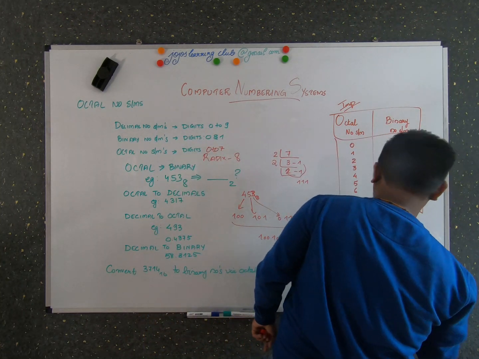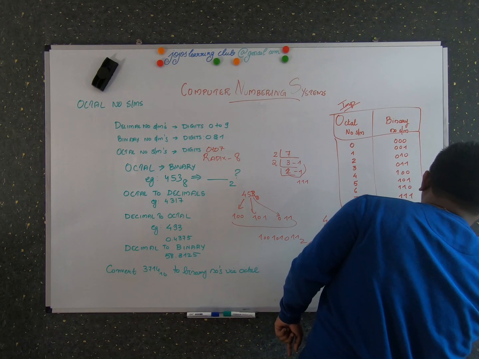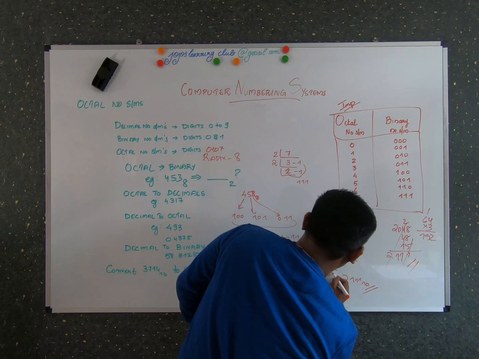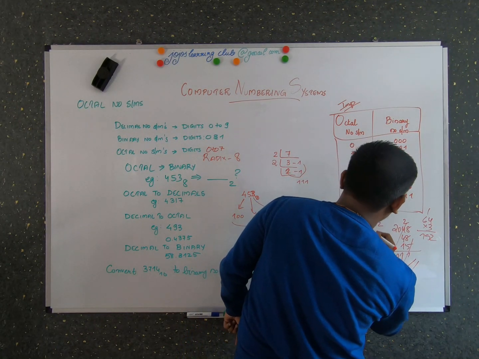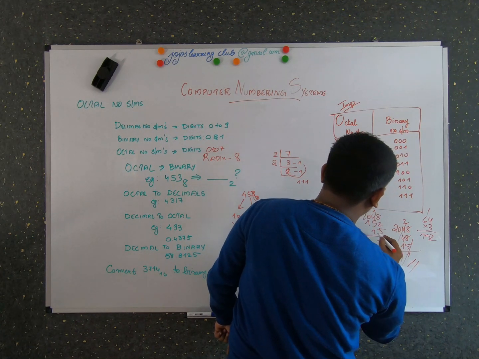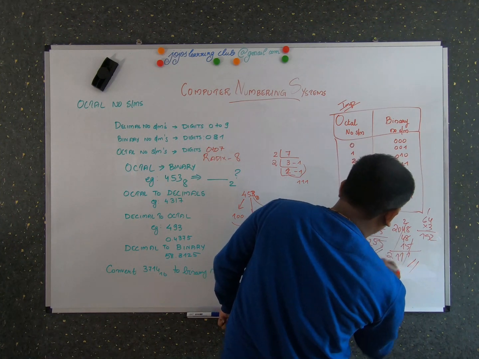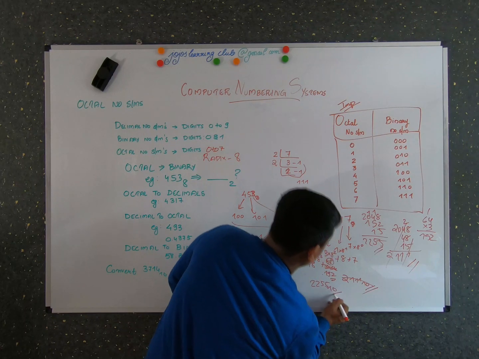So 64 into 3 is 192, right? 3 into 64 is 192. So 2048 plus 192 plus 15, right? So 15, 1. Again here 13, 50. So 2255. So the answer for this problem would be 2255 to the base of 10.